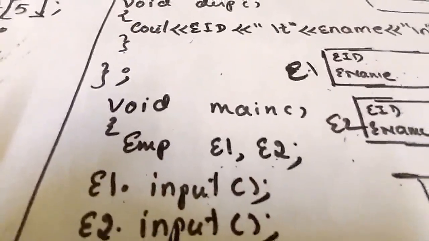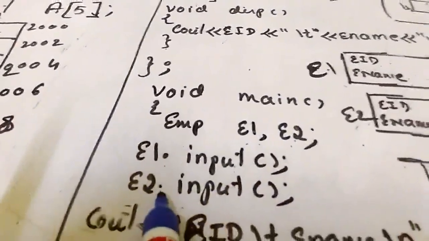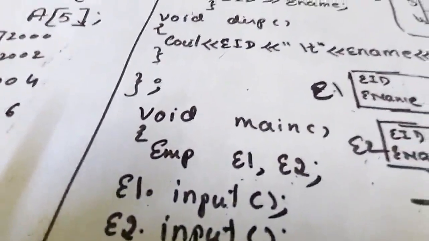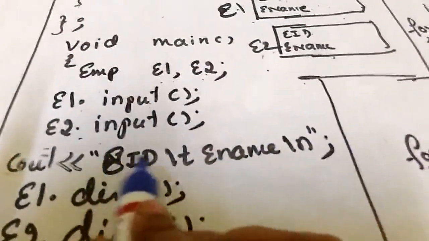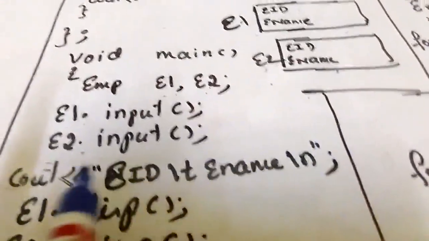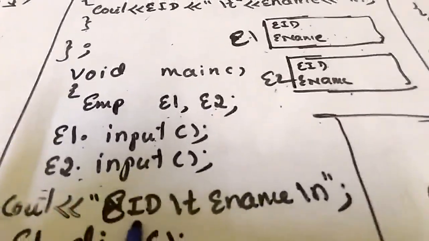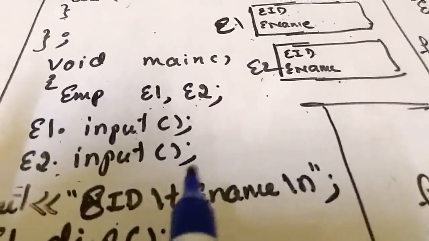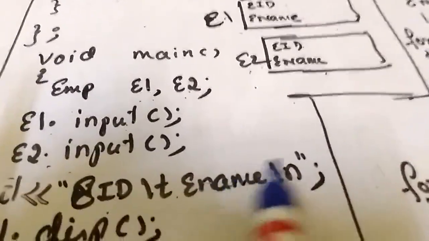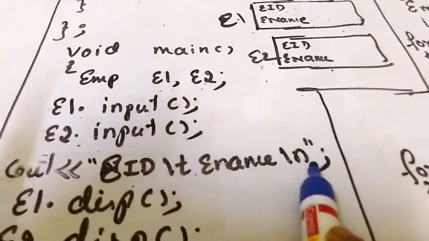That's why I call the same function with the help of object E2 and dot operator. Now we want to display. I have given a heading here, EID, within double quotes. So whatever you have written within double quotes, it displays as it is. EID heading, \t tabular space and ENAME, then \n and the cursor comes to the next line.